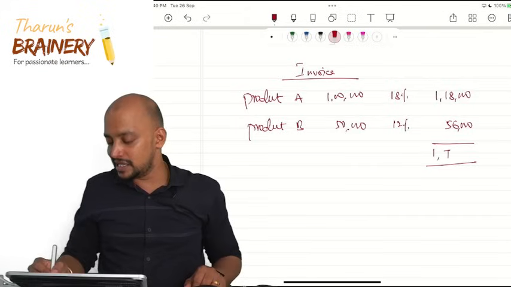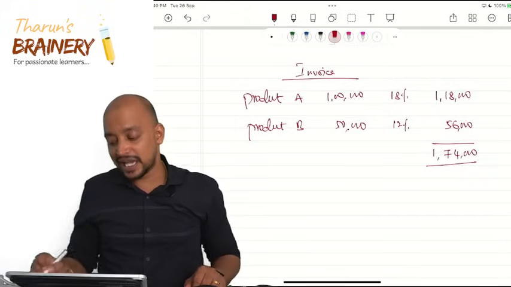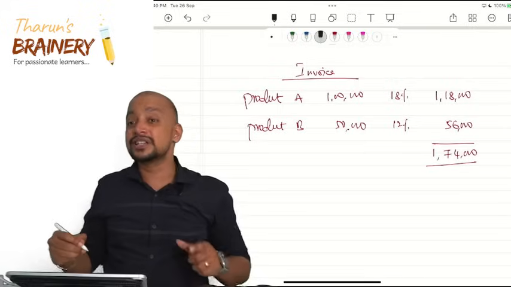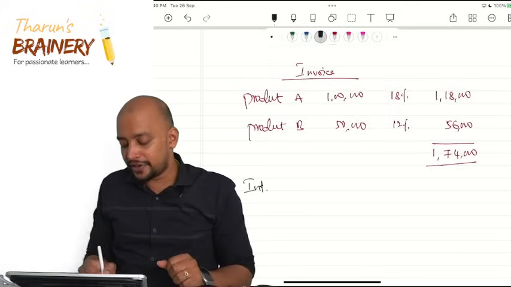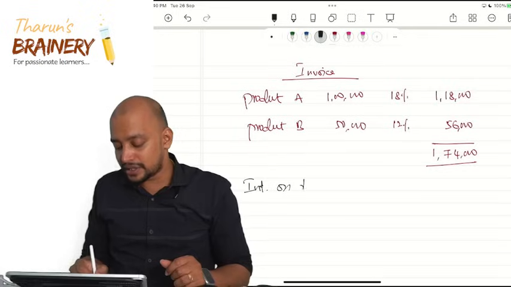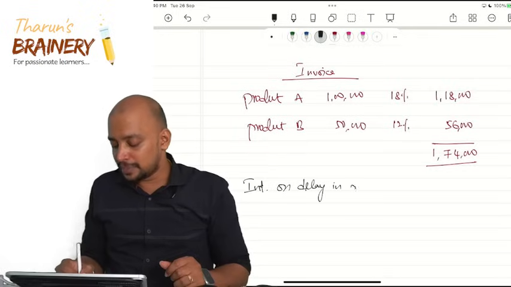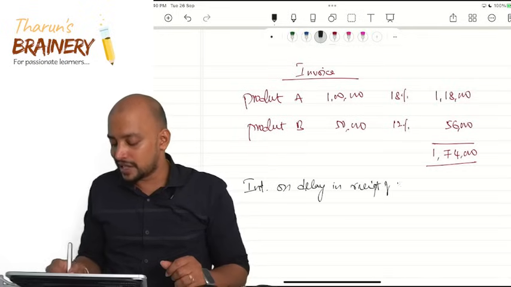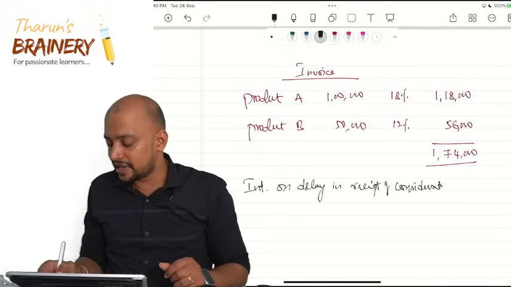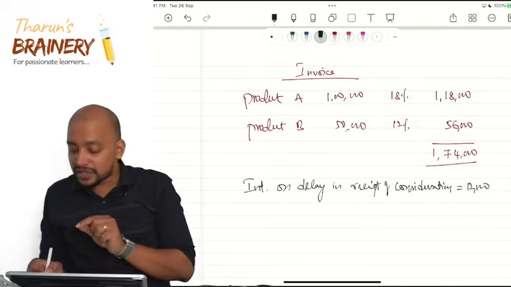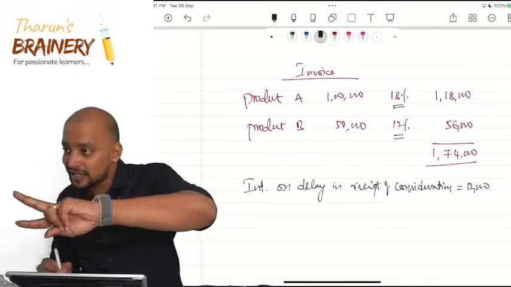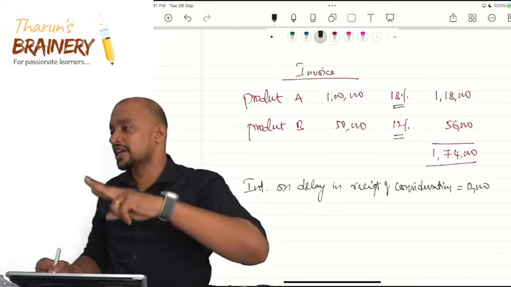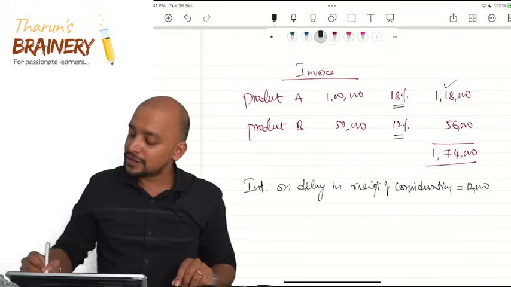So the total amount will come to 1,74,000. This 1,74,000 is not paid. As 1,74,000 is not paid, so interest on account of delay in receipt of consideration, how much is that interest? Say for example that interest is 12,000. Now this 12,000 is chargeable to GST, but this 12,000 is chargeable to GST at what rate? 18% or 12%. We need to bifurcate the 12,000 between product A and product B in what ratio? In 118:56 ratio.